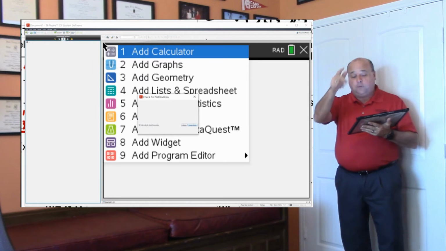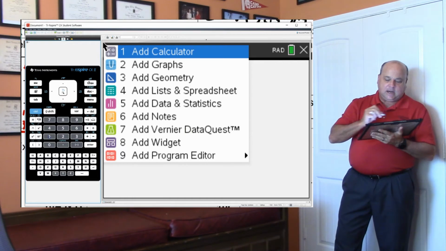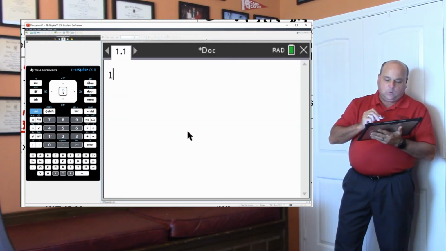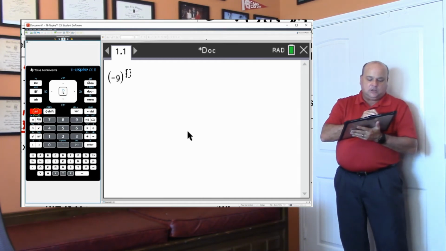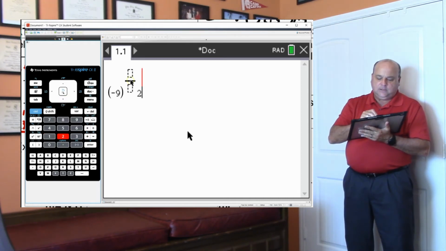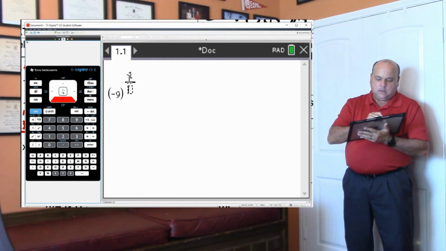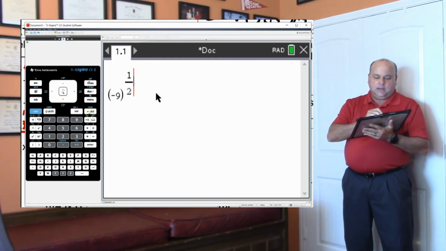Almost there. Thank you for being patient. I do not want this to show up. Okay, so I'm going to add a calculator. I don't want 7, I want 1. Okay. Now then I'm going to punch parentheses, negative 9, close parentheses, caret, then I'm going to hit Control Divide, and then 1 down 2. So I have my negative 9 to my 1/2 power, don't I? Hit Enter.